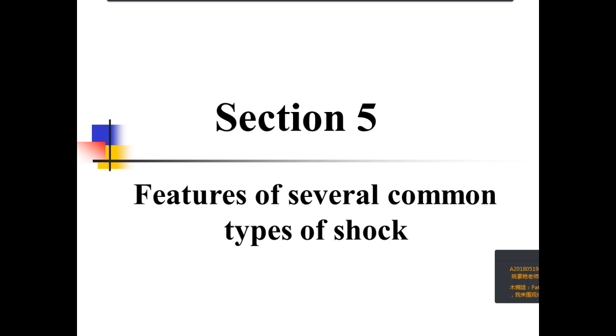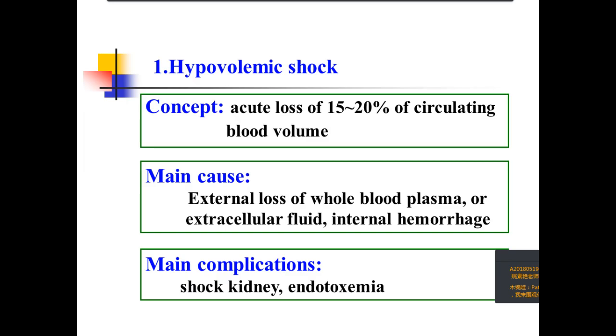Section 5. Features of several common types of shock. Hypovolemic shock, septic shock, cardiogenic shock. During the etiology of shock, we have learned them. Now, the first, hypovolemic shock. What is hypovolemic shock? Blood volume decreases, and that leads to hypovolemic shock. Blood volume decreases, ECBV decreases, tissue perfusion decreases. The shock is called a hypovolemic shock.